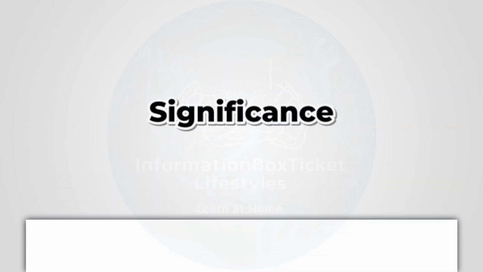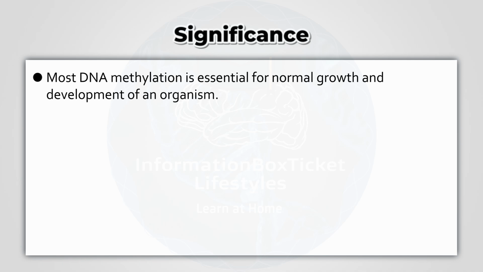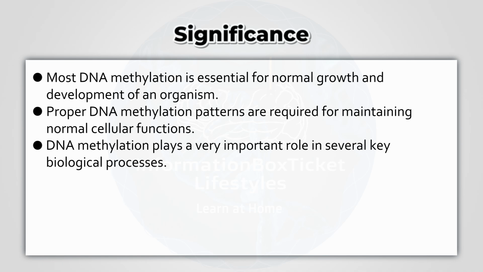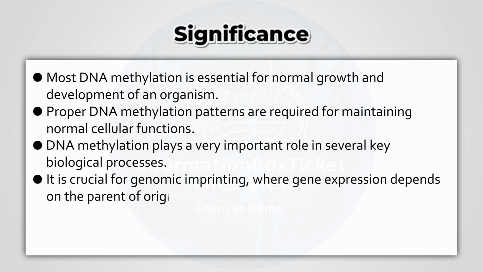Significance. Most DNA methylation is essential for normal growth and development of an organism. Proper DNA methylation patterns are required for maintaining normal cellular functions. DNA methylation plays a very important role in several key biological processes. It is crucial for genomic imprinting, where gene expression depends on the parent of origin.